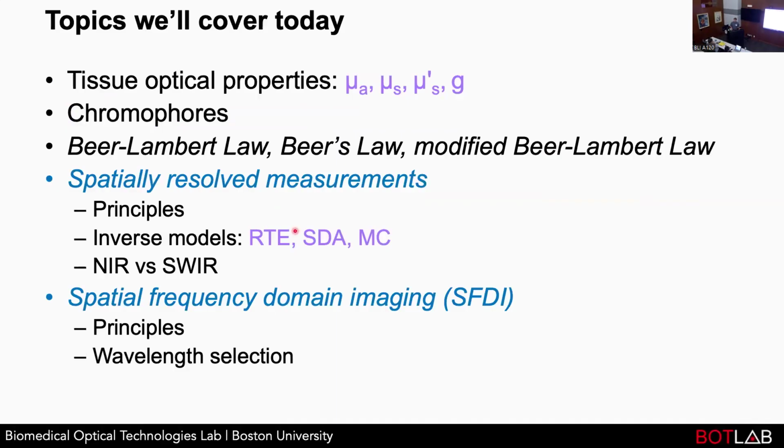Topics we're going to cover today. I know you've already talked about optical properties. We're going to review some basic optical property facts briefly, then talk about chromophores, some versions of Beer's law and the Beer-Lambert law, and then focus on two different types of diffuse optical techniques. Spatially resolved measurements, where we'll talk about the fundamental principles. We'll talk about inverse models, which you need to extract optical properties and chromophores from tissue. Different versions like the radiative transport equation, the standard diffusion approximation, and Monte Carlo-based inverse models. The NIR versus the SWIR, which I'll define in a moment. And then we'll switch to a different but related topic, spatial frequency domain imaging. Principles, and if we have time, we'll talk about wavelength selection.